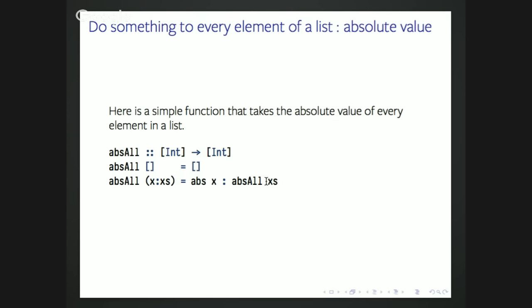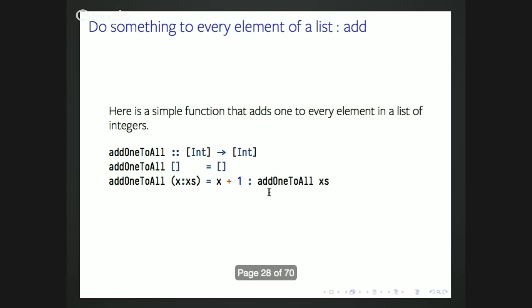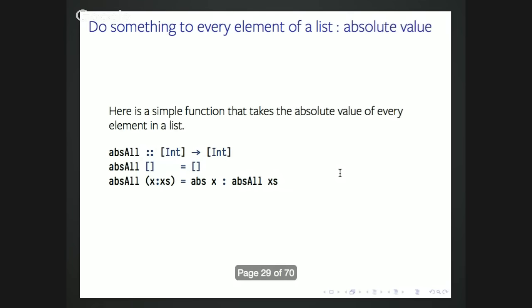If we want to do another function that has a similar kind of concept, we can take the absolute value of every element of a list of integers. So here's a very similar function. The only difference here is that we're taking the absolute value of x instead of adding 1 to it. But notice how otherwise this base case, this empty list giving you an empty list, and the recursion call here, the abs all on the rest of the list, is very similar to this prior slide where we had add 1 to all on the rest of the list. So those are very similar cases, but they do quite different things.